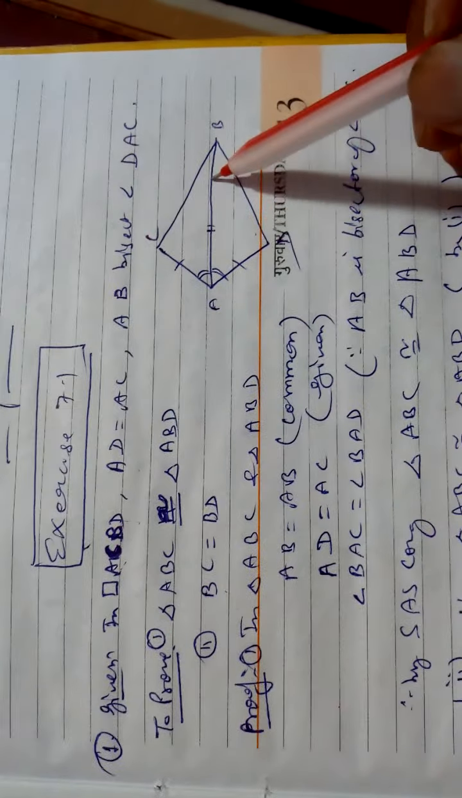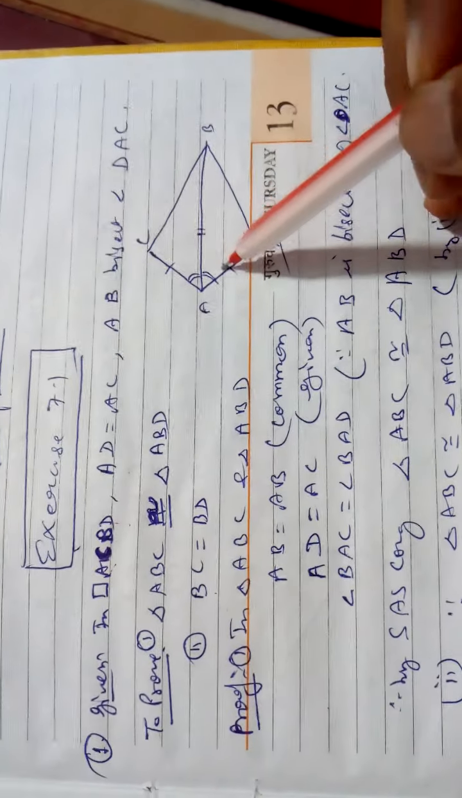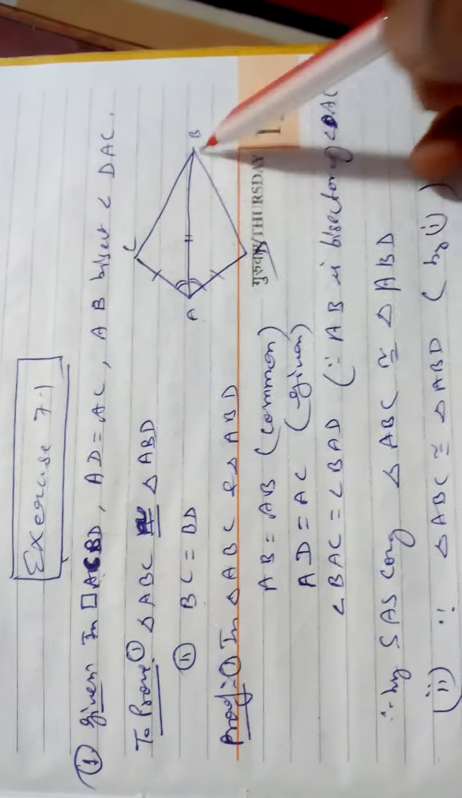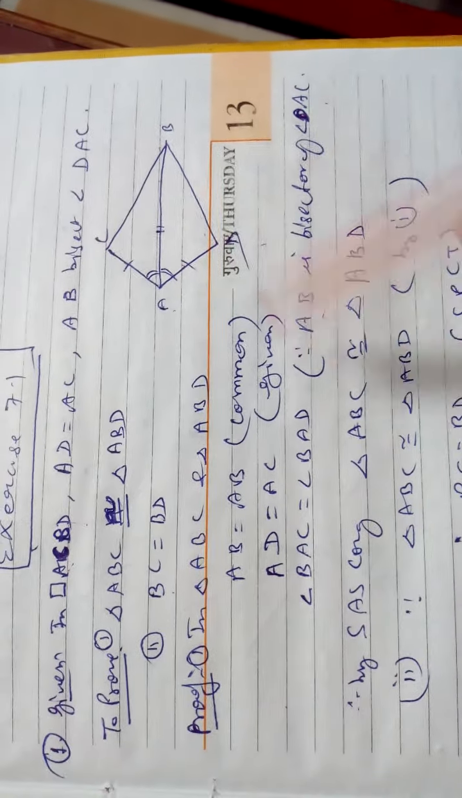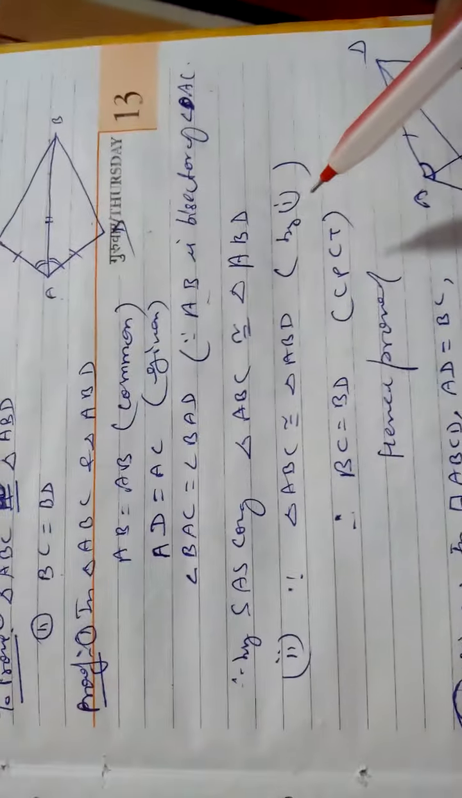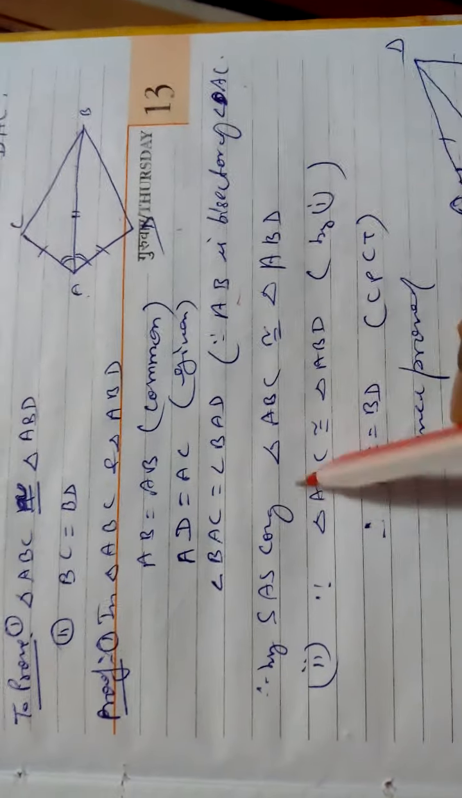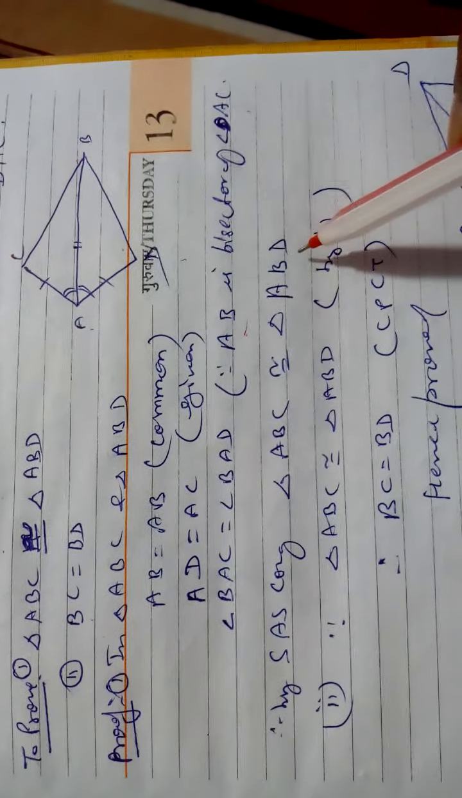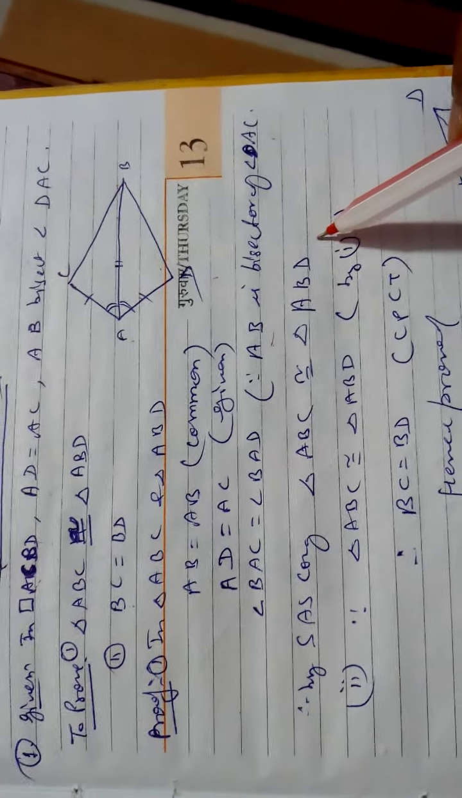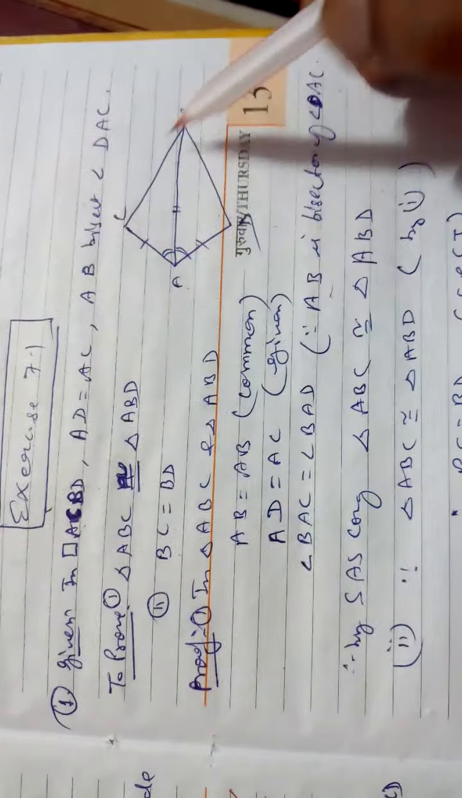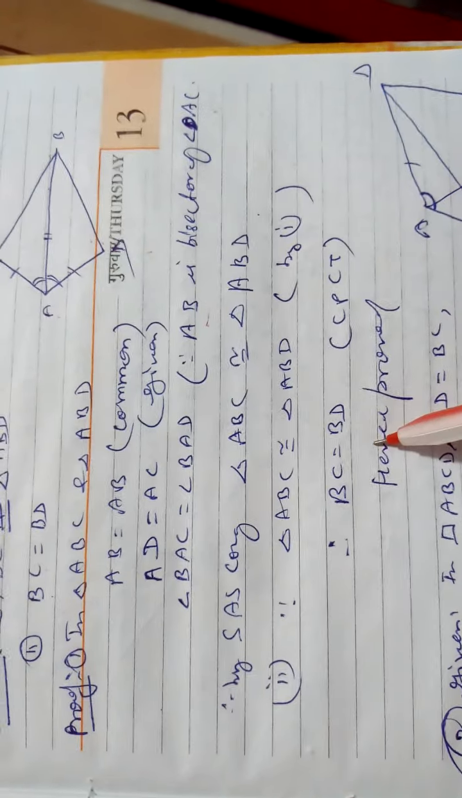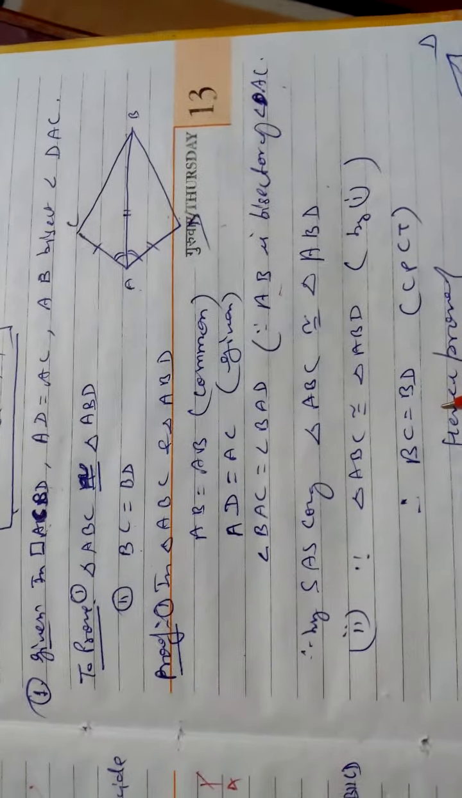In both the triangles, AB is a common side. This is given equal. Angle BAC equal to angle BAD, because AB is the bisector. So by SAS congruency both are congruent. By SAS congruency, triangle ABC congruent to triangle ABD. Second case, because both are congruent, then what about BC and BD? BC and BD will also be equal by CPCT.